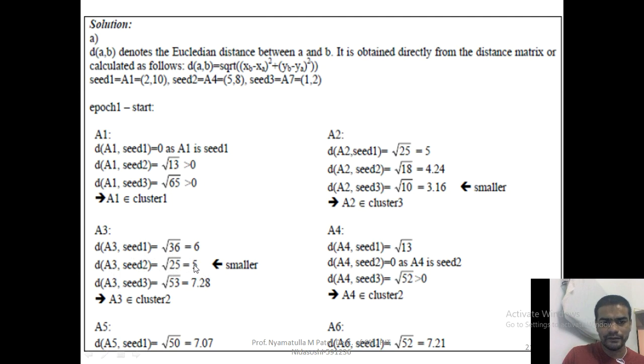What is the smallest value? 5. What is second? Seed 2. Seed 2 is second cluster. So here seed 3 is third cluster. So this belongs to third cluster. Here smallest value is seed 1. So it is first cluster.